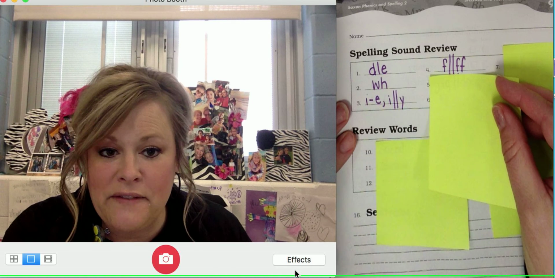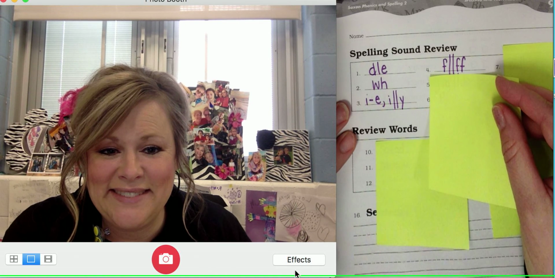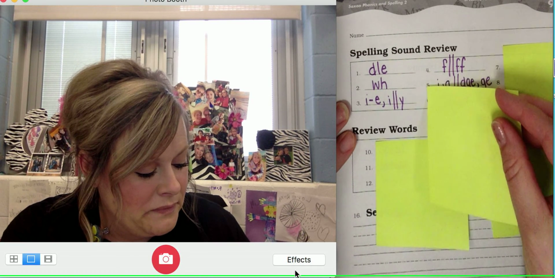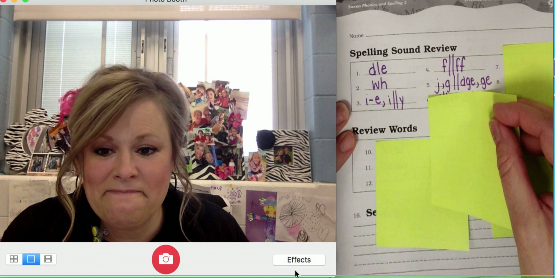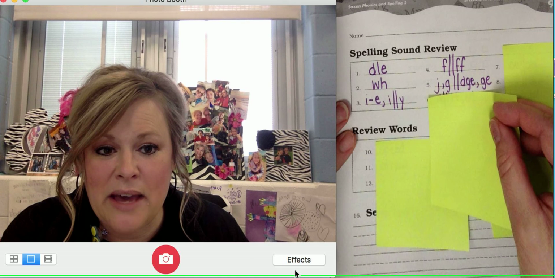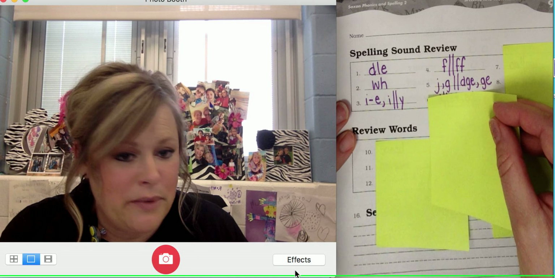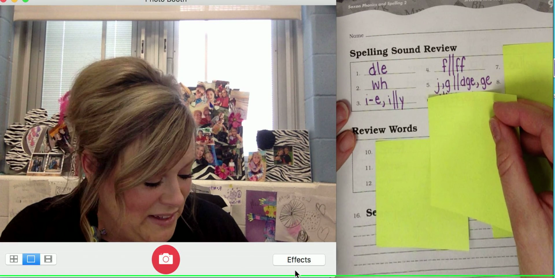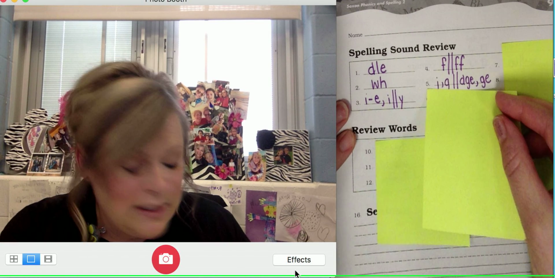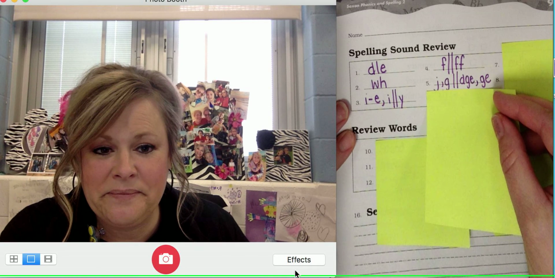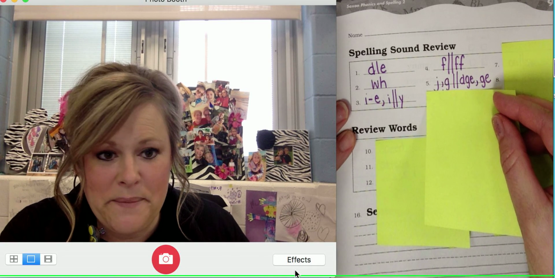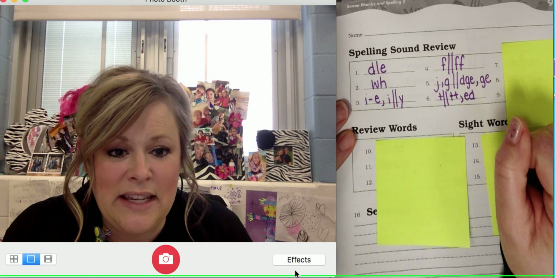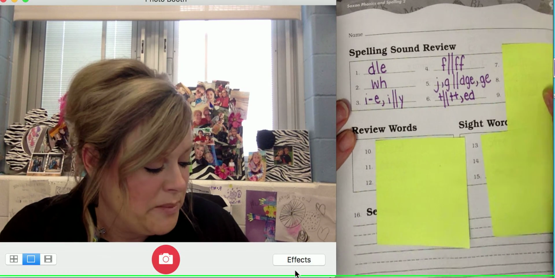Number 5 is J. Repeat. Go ahead and write it. Check with mine. J, comma G. Final position, DGE when following a short vowel. GE with everything else. Number 6, T. Repeat. Go ahead and write it. T, final position, TT, and suffix ED in the final position.